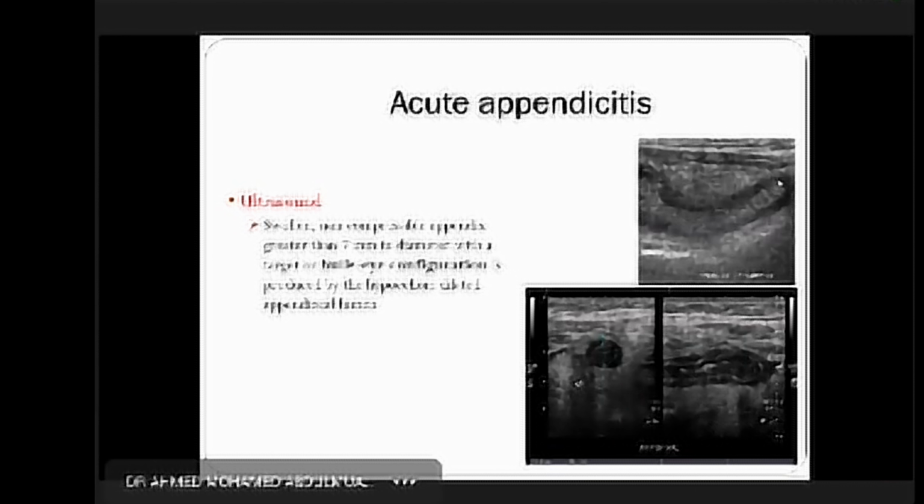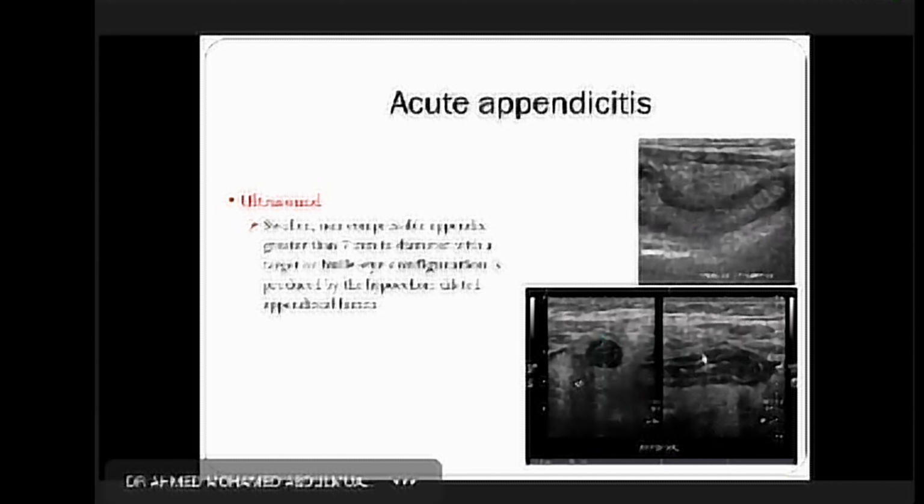This is the picture of the ultrasound of the appendix. You can see this blind-ended lobe of bowel here. That means it is not ileum, because the ileum you can follow all the way. But when you see a blind-ended structure, it is the appendix. You can see the inflammation and fluid within the wall of the appendix here, and it is thickened. And when we compress the probe over the appendix, it is not compressible.